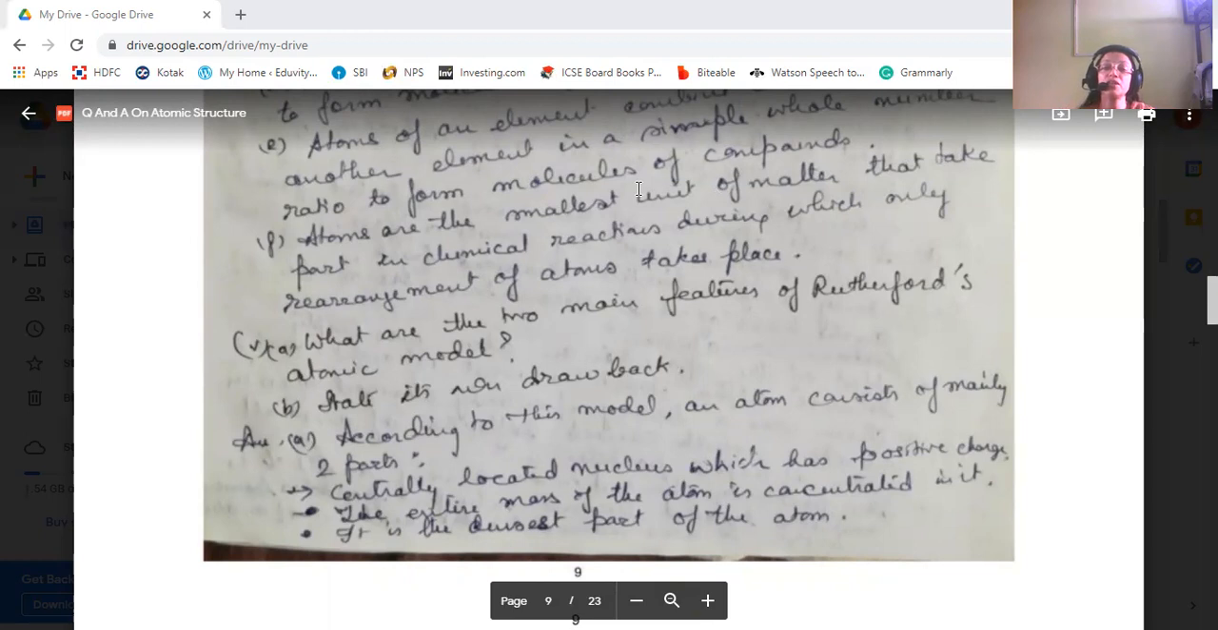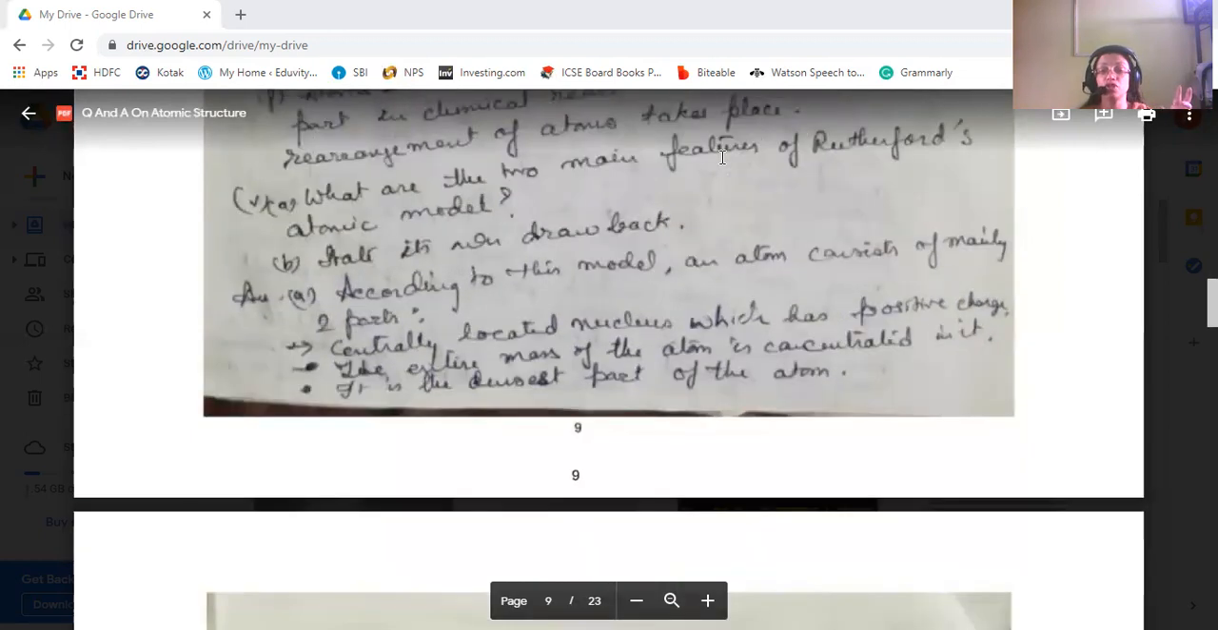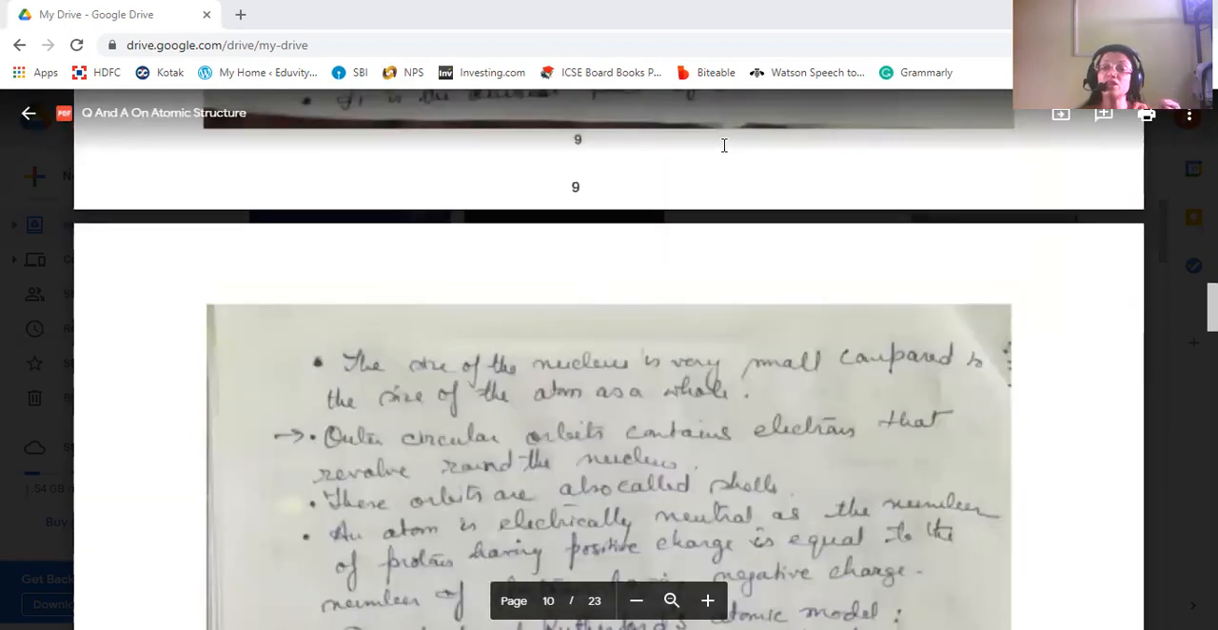So first, an atom mainly consists of two parts. One is the centrally located nucleus, which has the positive charge. This nucleus has the entire mass of the atom concentrated in it. So the nucleus contains the total mass of the atom, and it is the densest part of the atom. This is the nucleus which I'm talking about. Then the size of the nucleus is also very small compared to the size of the whole atom.